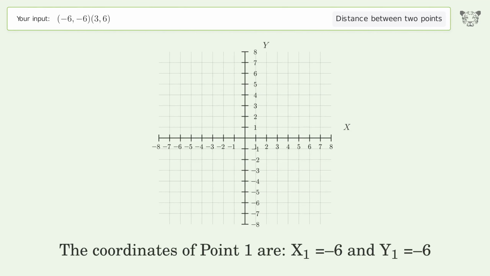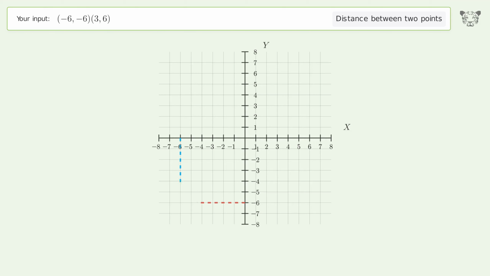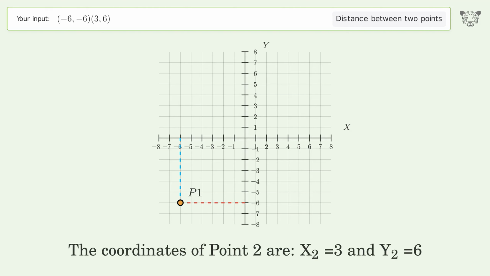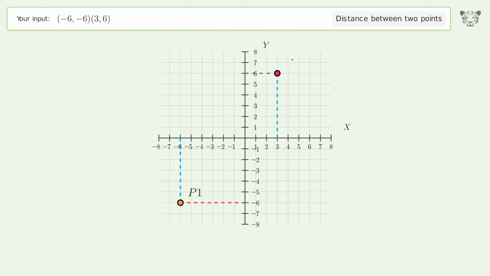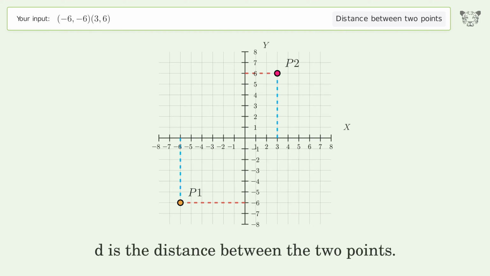The coordinates of point 1 are, x1 equals -6 and y1 equals -6. The coordinates of point 2 are, x2 equals 3 and y2 equals 6. D is the distance between the 2 points.